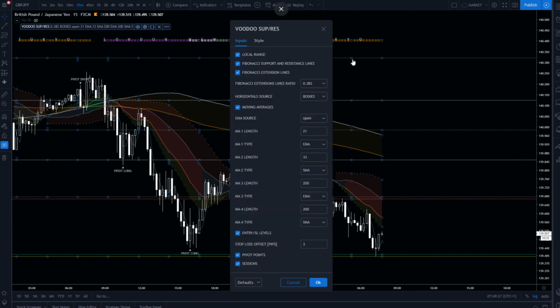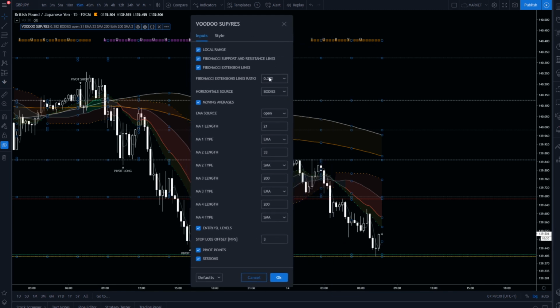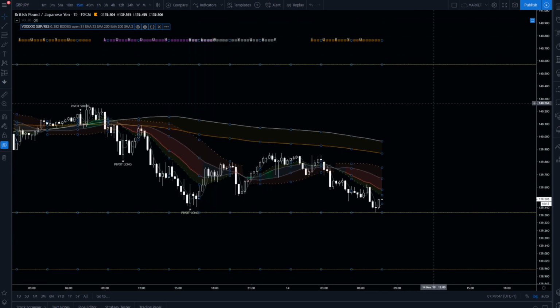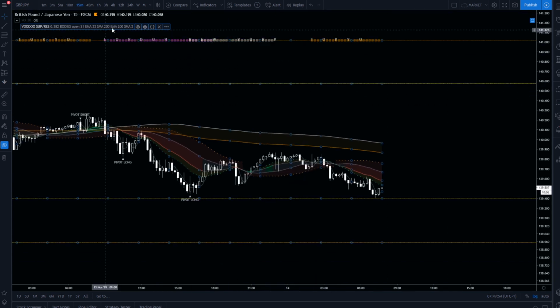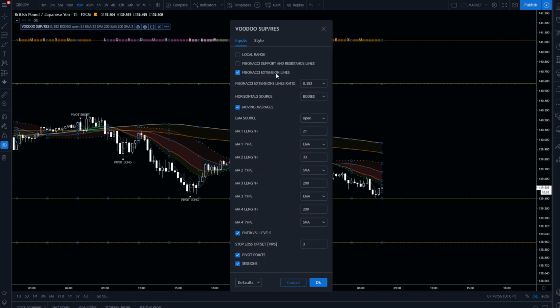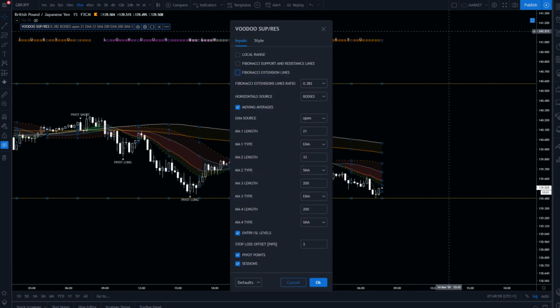Those lines can be adjusted and turned on and off in the inputs of the indicator. So turning off the local range will remove the visual guidance of where the price action is. Turning off Fibonacci support and resistance lines will leave only the main trading range in the picture. And you can also turn off the Fibonacci extension lines to provide you a clear view.